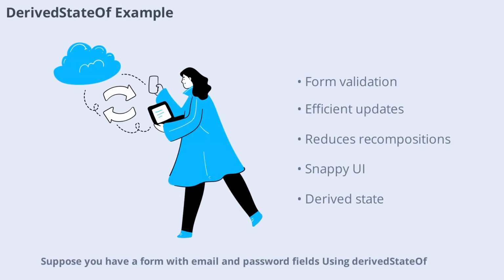Suppose you have a form with email and password fields. Using derivedStateOf, you can create a derived state that checks if the form is valid. This state only updates when the email or password changes, reducing unnecessary recompositions and keeping your UI snappy.